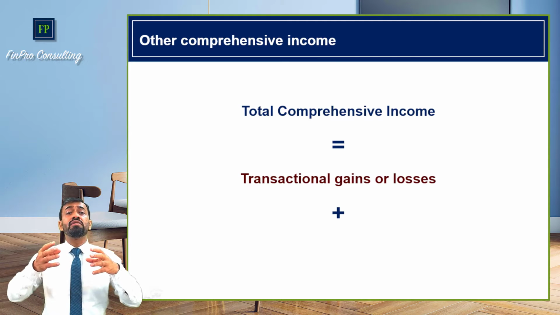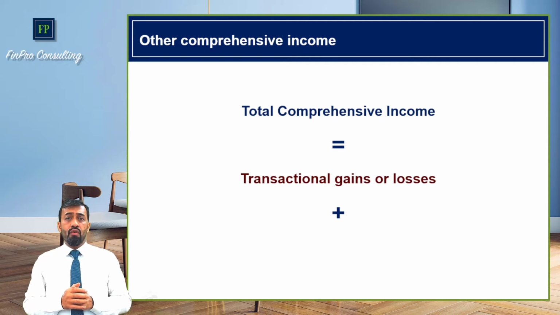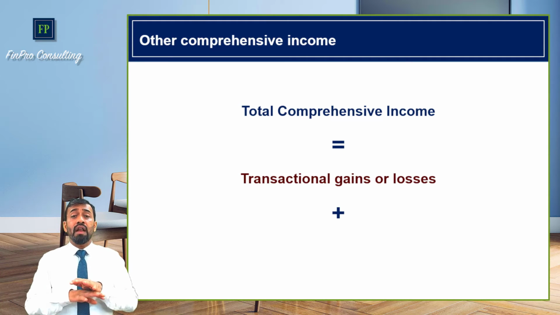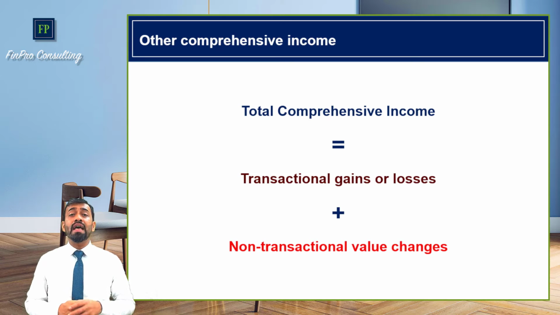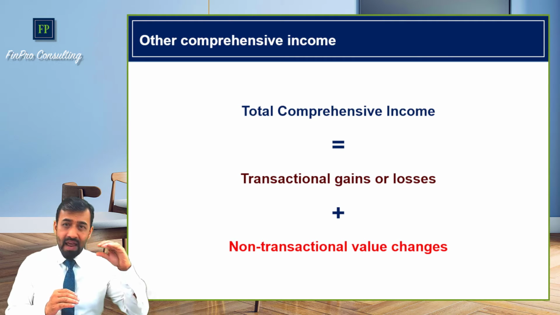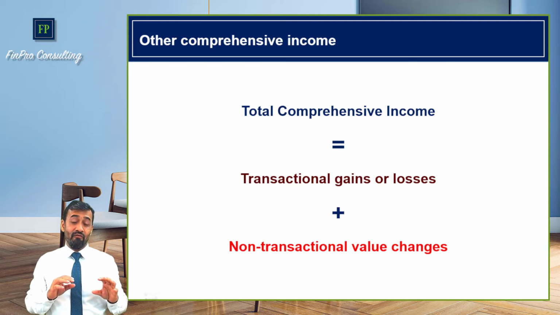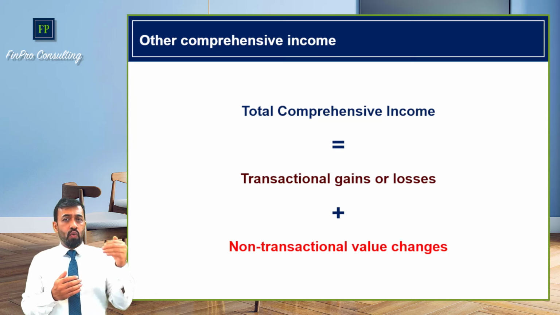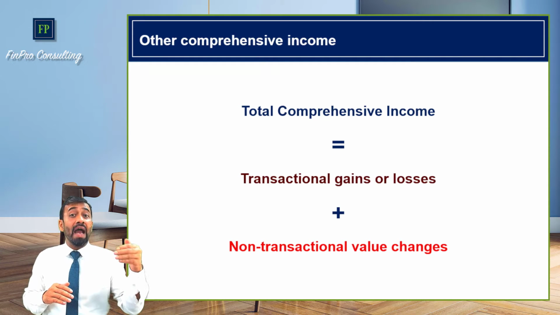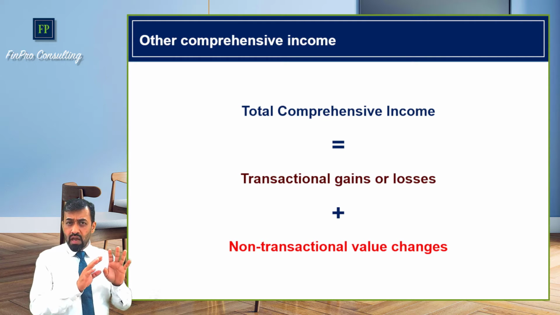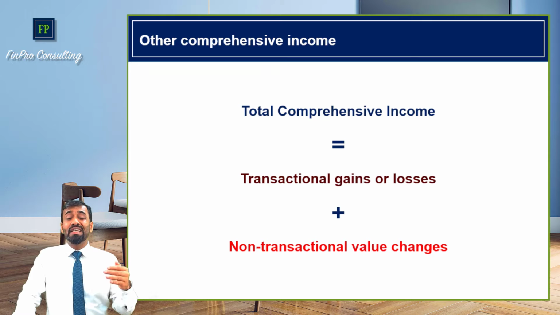Apart from that, there are a few more value changes where neither has a transaction taken place nor is a transaction expected. We call it non-transactional value changes. This is the basis for bifurcation between P&L and other comprehensive income. We need to be absolutely clear on this. This is the only basis whereby you can differentiate between the items of P&L and items of other comprehensive income. The standard has not clearly mentioned transactional and non-transactional. This is interpretation.